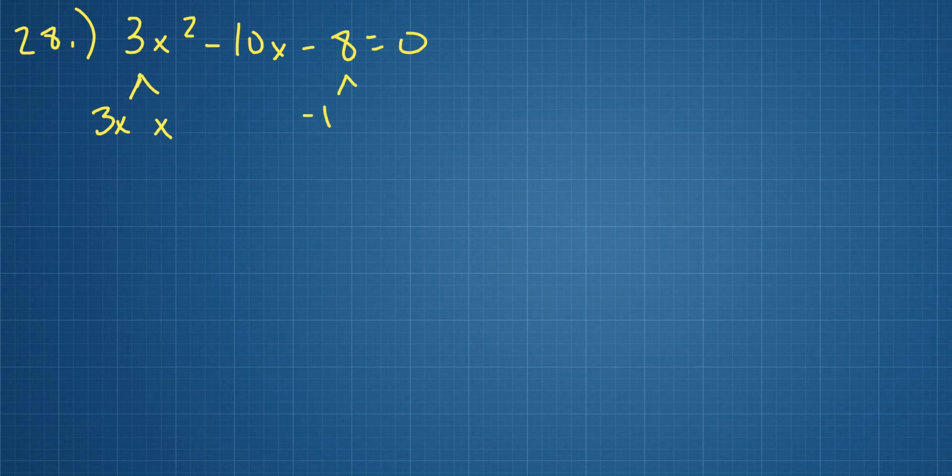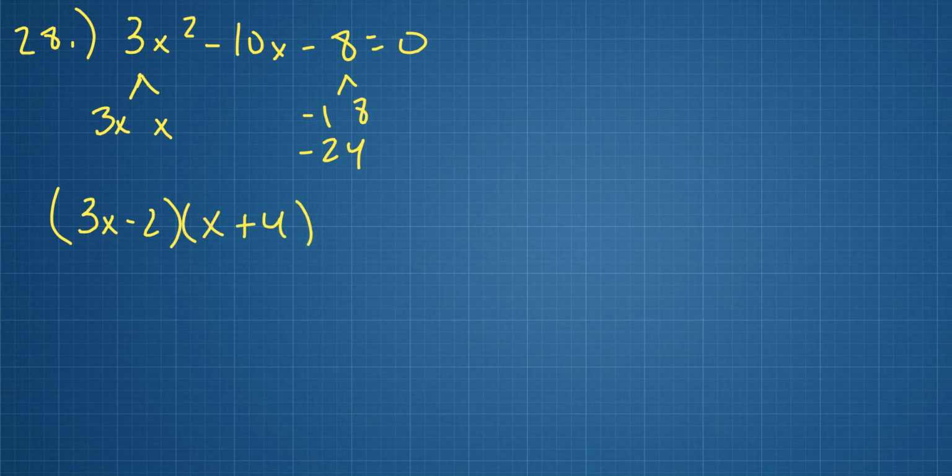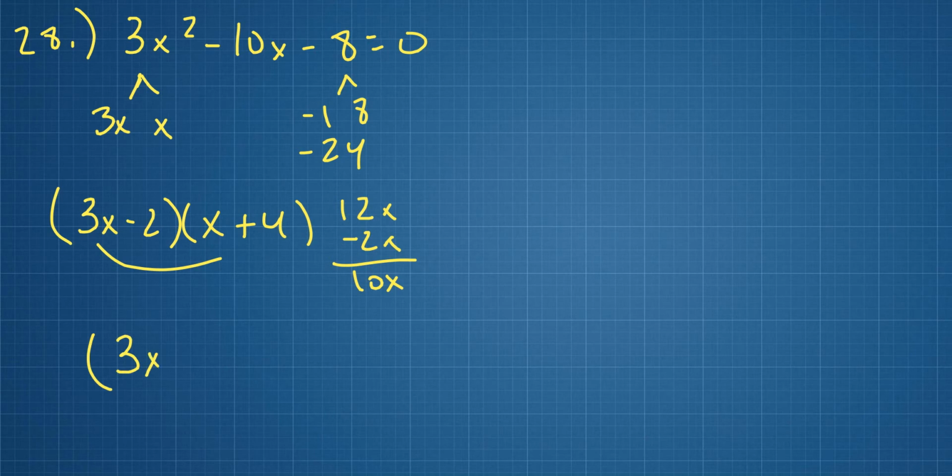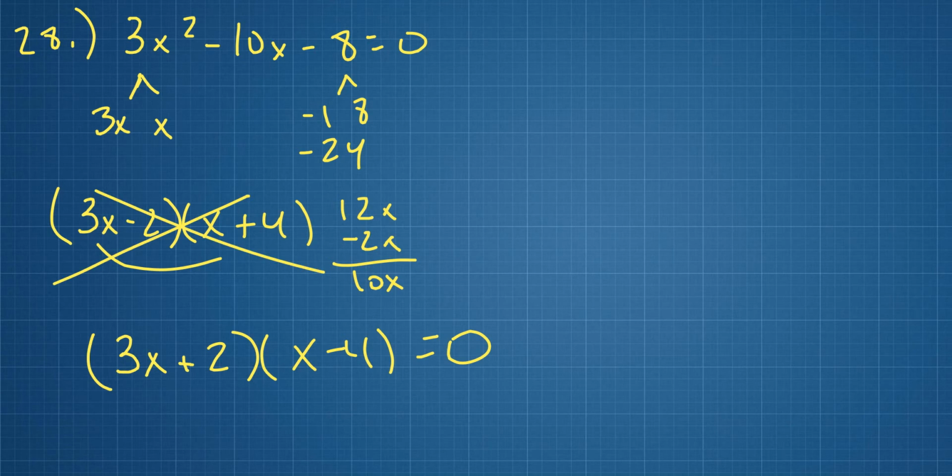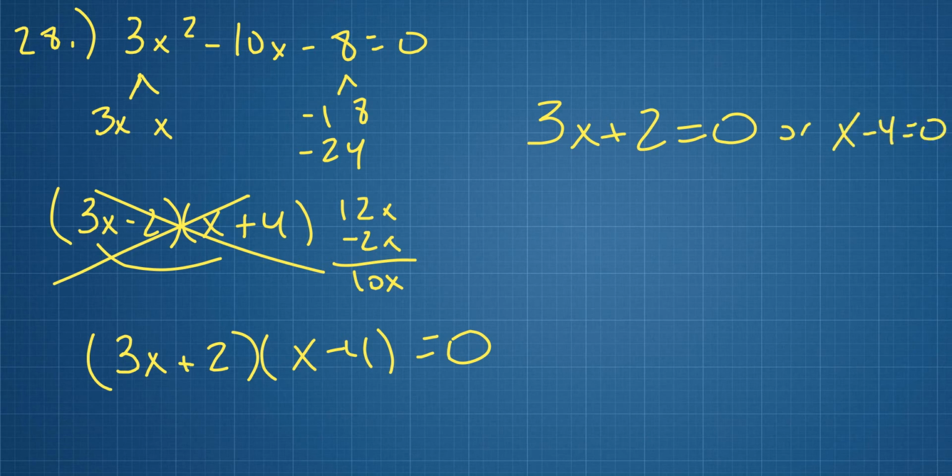How do I get negative 8, negative 1 and 8, negative 2 and 4? I'm going to guess 3x minus 2, x plus 4. I do the outside to give me 12x, the inside to give me minus 2x, so I get 10x. Now I want negative 10x, so I'm going to change my answer to 3x plus 2, x minus 4. Remember it's equal to 0. Now since it's equal to 0, I get to do this: 3x plus 2 equals 0, or x minus 4 equals 0.